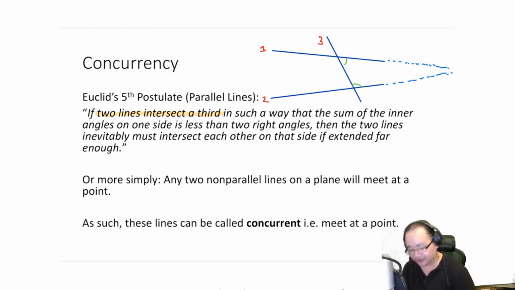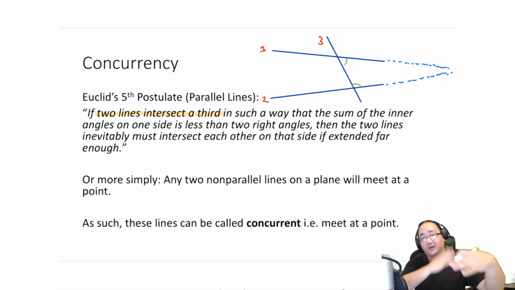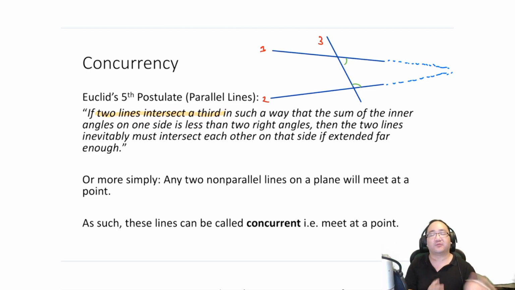The interesting thing is that Euclid felt that he needed to describe parallel lines with respect to a third line. So that's just one way of thinking about it.